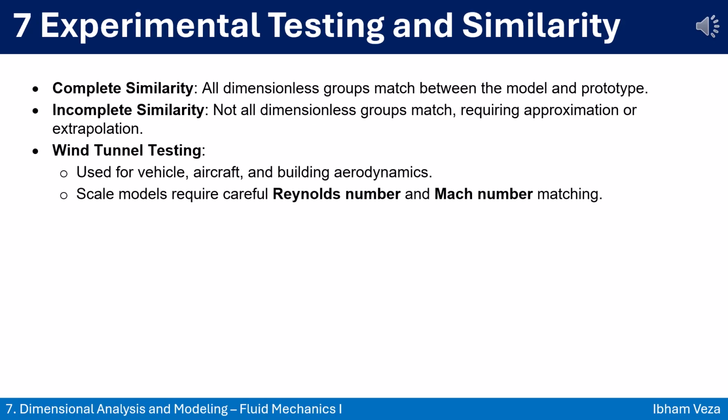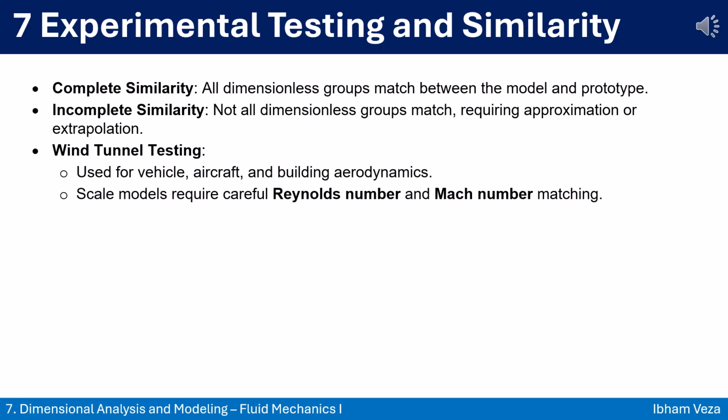7. Make experiments meaningful with similarity rules. Not all experiments are created equal. Similarity is what makes a small model predict real-world behavior. With complete similarity, all dimensionless groups match perfectly between model and prototype. But in reality, we often settle for incomplete similarity, where some differences are unavoidable.